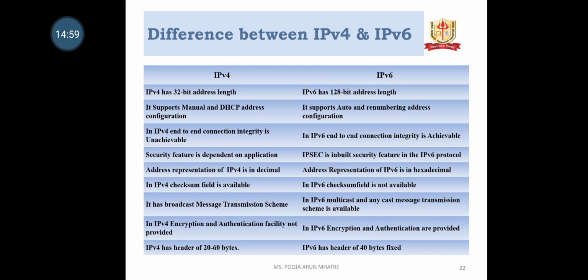Difference between IPv4 and IPv6. IPv4 has a 32-bit address length. IPv6 has a 128-bit address length. IPv4 supports manual and DHCP address configuration. IPv6 supports auto and renumbering address configuration. In IPv4, end-to-end connectivity integrity is unachievable. In IPv6, end-to-end connectivity integrity is achievable.